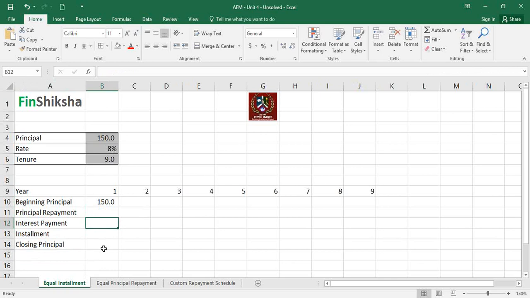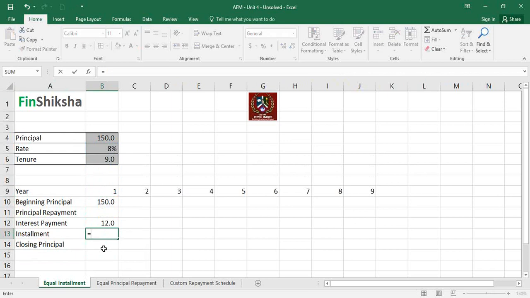So the first thing I can calculate without even putting anything is the interest payment. That's going to be 8%, and I can freeze 8% because I'm assuming rates to be constant. 8% of the beginning principal value, right? So whatever is the beginning principal value, 8% of that is my interest. That's 12 crore, right? Now, how do I find the principal payment? For that, I can calculate for the installment.